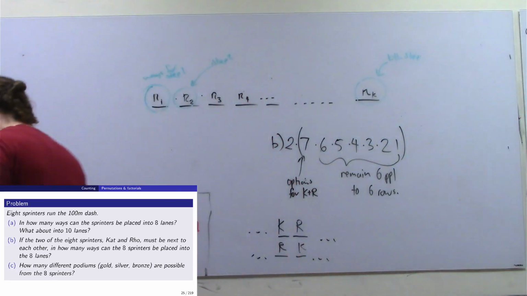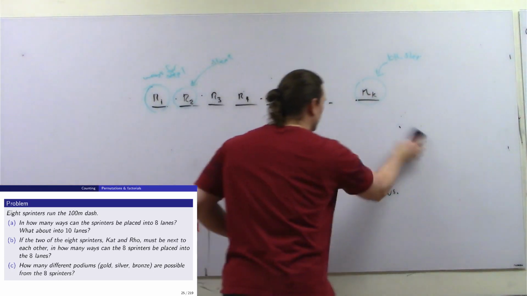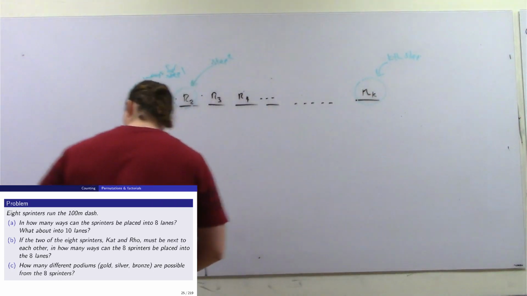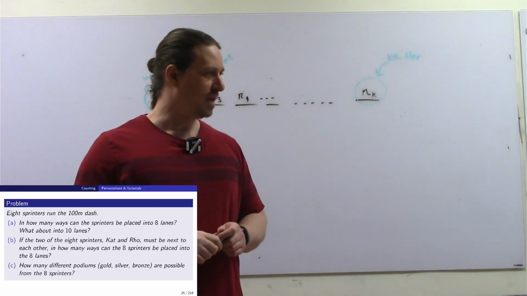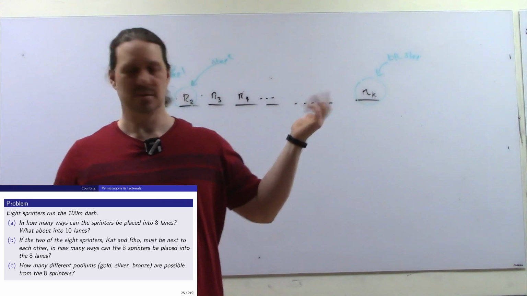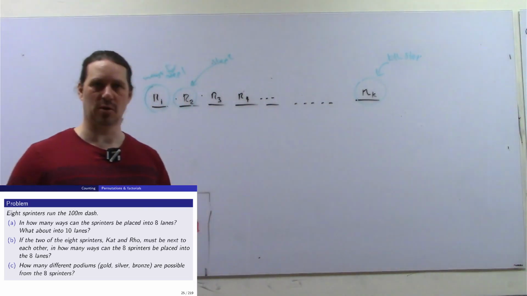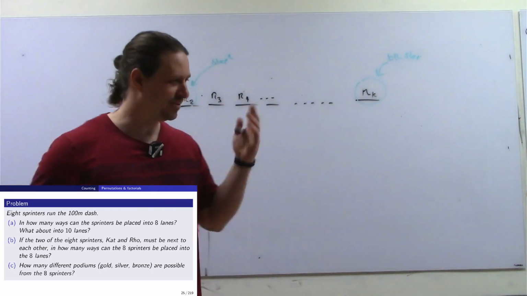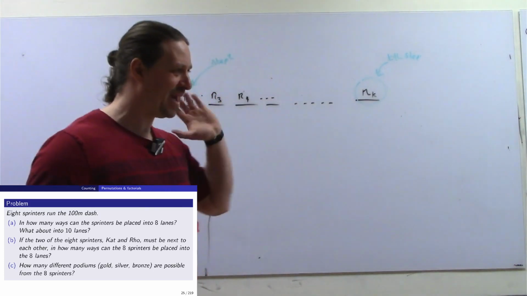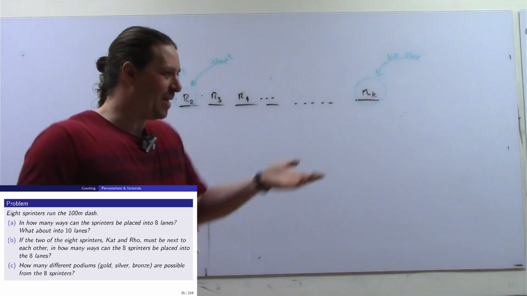Okay, and then for part C, now we have the 8 sprinters, and they finish the race, and they get first, second, and third, right? Gold, silver, and bronze. And I'm totally uninterested in places 4 up to 8, right? If you don't podium, you didn't even run. No, I just made that up, I don't know. I used to be a runner, I made very few podiums, so anyway. So how many ways can we do this?